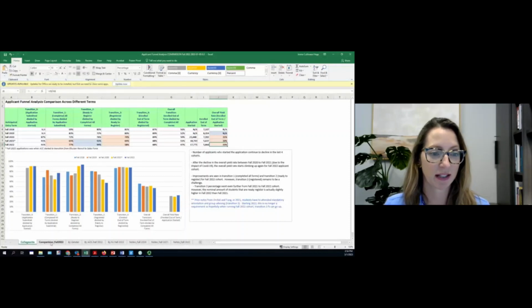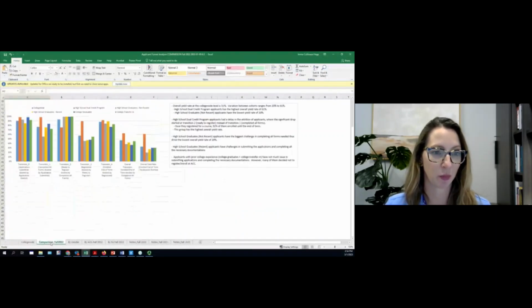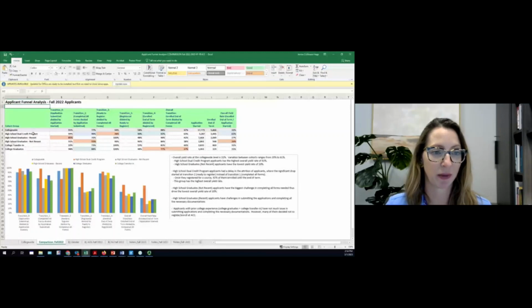So this first tab is showing you each of those transition points. We also look at this information by different student subgroups. So we can look at each of those transitions again, but we can separate them out for dual credit students, high school graduates who are recent grads, high school graduates who are not recent grads, so older adults, college transfers in, and college graduates. Some of the things to point out here, if you look at high school dual credit programs, you can see generally they have very high transition rates for a total yield of 61%, which is the highest that we have for all of these different cohorts.